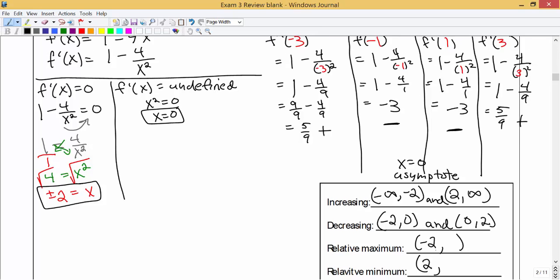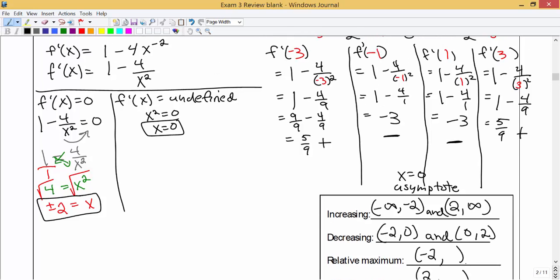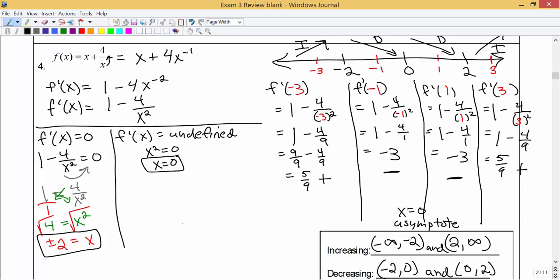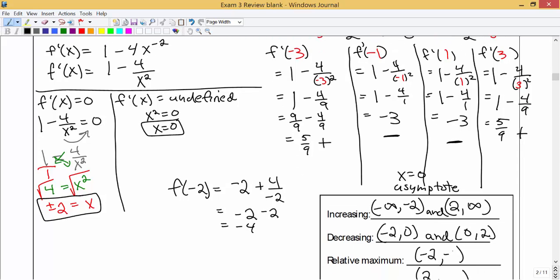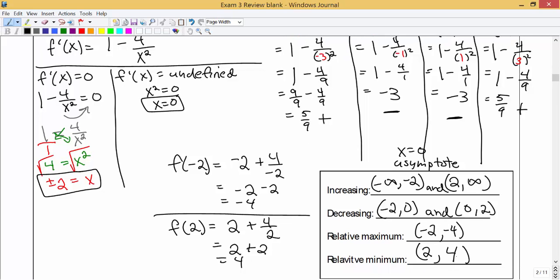Now let's find the actual values on the function f. Let's find the y values for each of those points. So we'll plug in -2 into the original function. So it'd be -2 plus 4 over -2. We get -2, then of course this is -2, so we end up with -4. So if -2 goes in, -4 comes out. And let's find the y value for x equals +2. That would be 2 plus 4 divided by 2. So that's 2 plus 2, which gives us +4. So these are the points at which the relative max and relative min would occur.